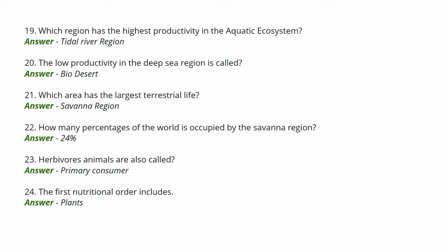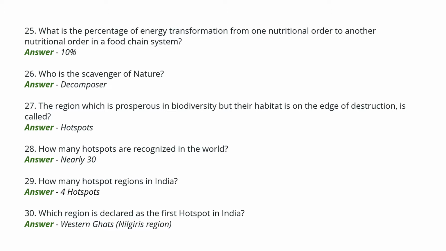Next question, question 23. Herbivorous animals are also called dash. They are also called primary consumers. Next question 24. The first nutritional order includes dash. The correct answer is plants. Next question, question 25. What is the percentage of energy transformation from one nutritional order to the other in a food chain system? The answer is 10%. Next question, who is the scavenger of nature? The answer is decomposer.